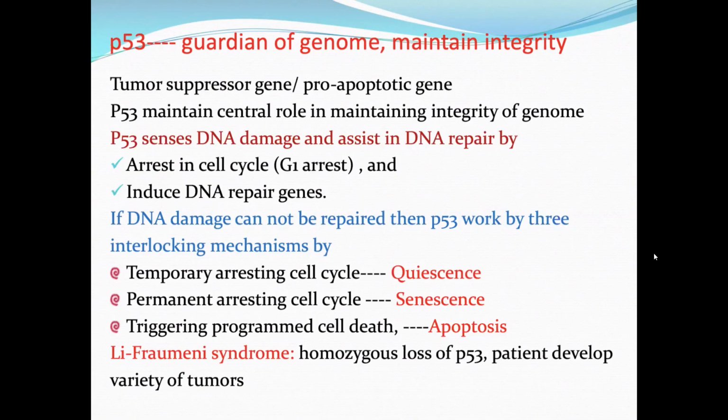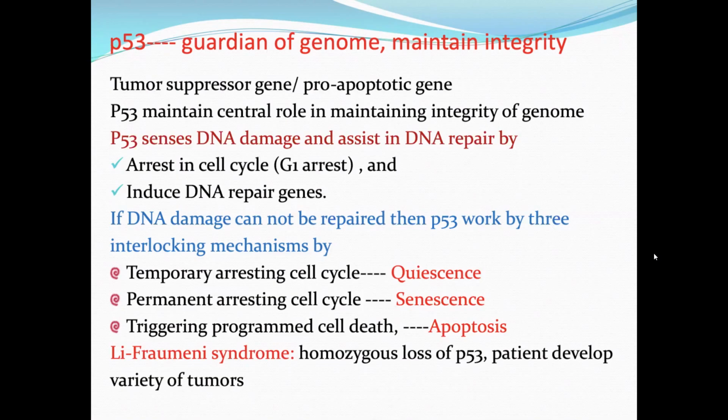Now, in syndromes, let's think what can happen if a person inherits one deleted copy of P53 from their parents, or inherits both deleted copies of P53 from the parents. It becomes homozygous loss. What happens? They develop a syndrome called Li-Fraumeni syndrome. And this Li-Fraumeni syndrome predisposes the patient to many types of tumors all over the body.